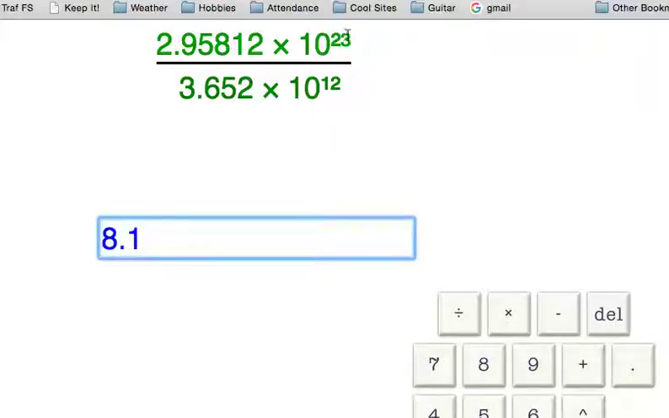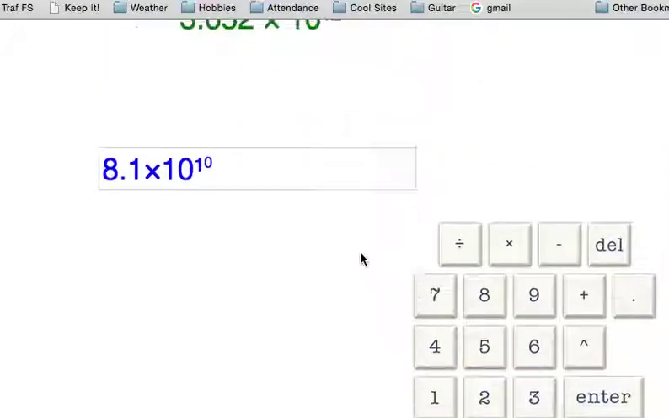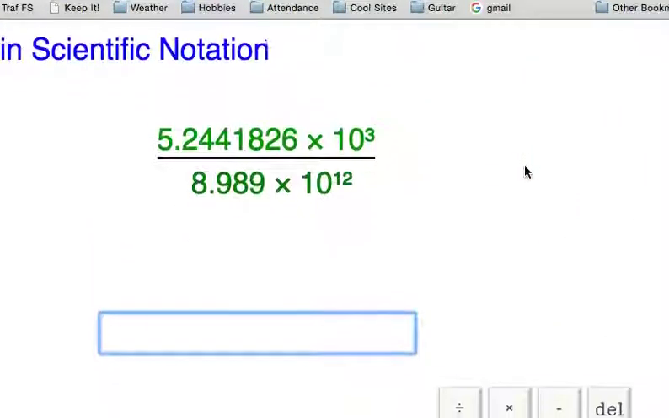I have 10 to the 23, and then divide by 10 to the 12. So I'm going to do the 23 take away the 12, and that is going to give me 11. So 10 to the 11, and then remember that negative 1. We're going to have to take that 1 off the 11, so times 10 to the power of 10. Excellent. Let's do this last one.